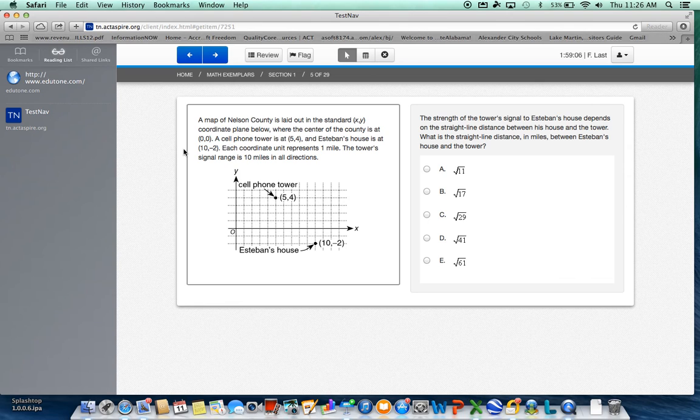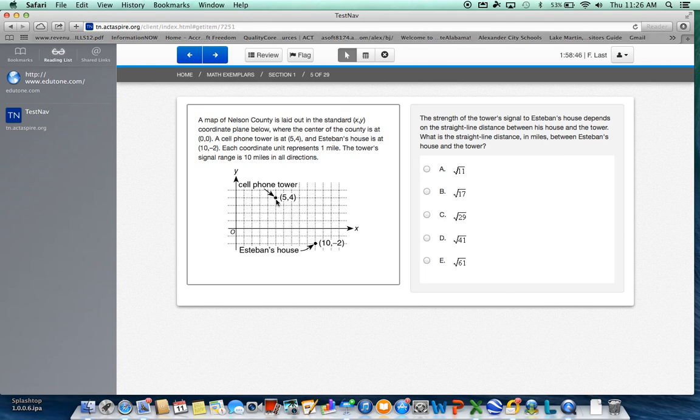However, as you see, this problem has a whole lot of reading and some comprehension that students are going to have to do, finding out what things are relevant, what things are not relevant, and how am I going to attack this particular problem. So again, if you'll notice, it says we want to find the straight line distance between his house and the tower.